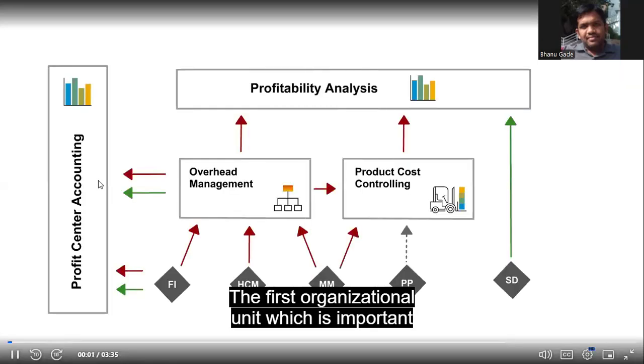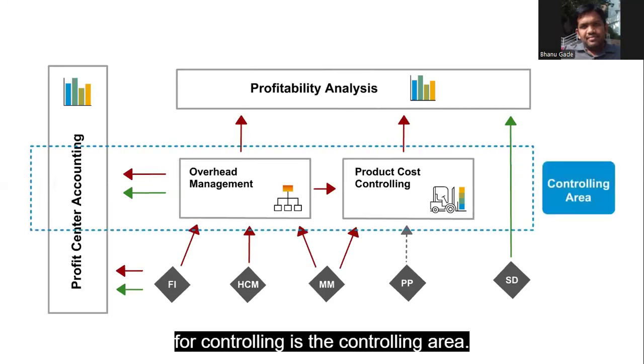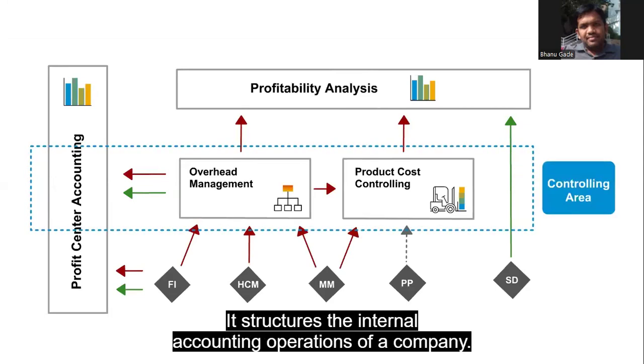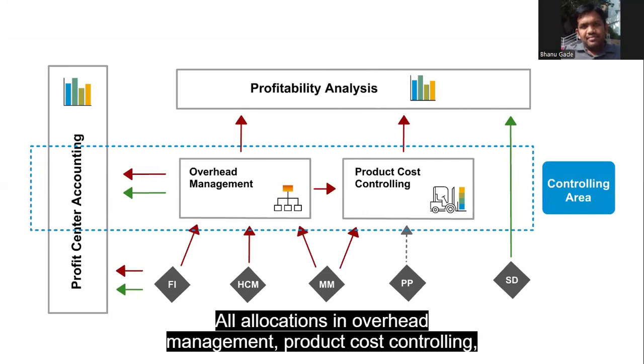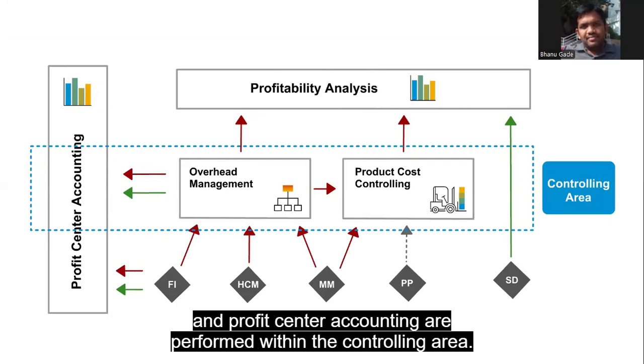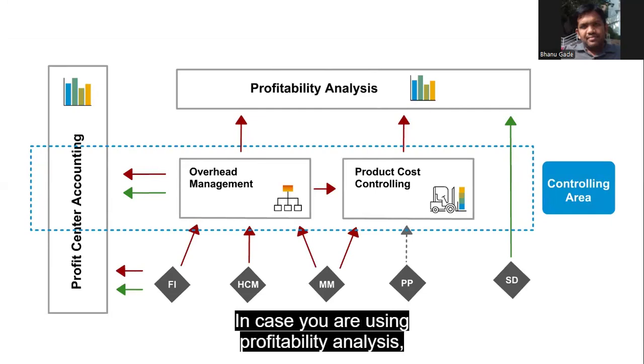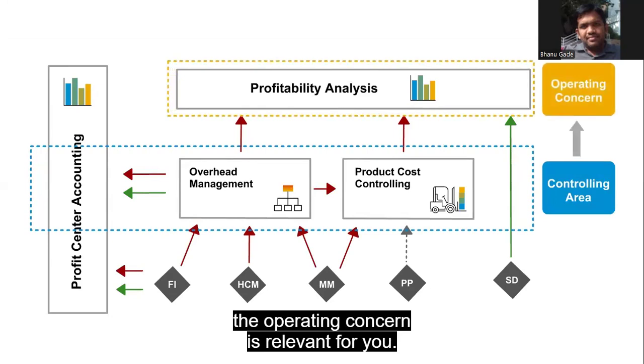The first organizational unit, which is important for controlling, is the controlling area. It structures the internal accounting operations of a company. All allocations in overhead management, product cost controlling, and profit center accounting are performed within the controlling area. In case you are using profitability analysis, the operating concern is relevant for you. It is the highest reporting level in controlling.